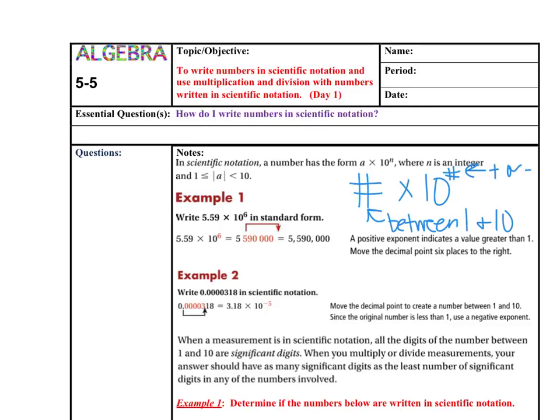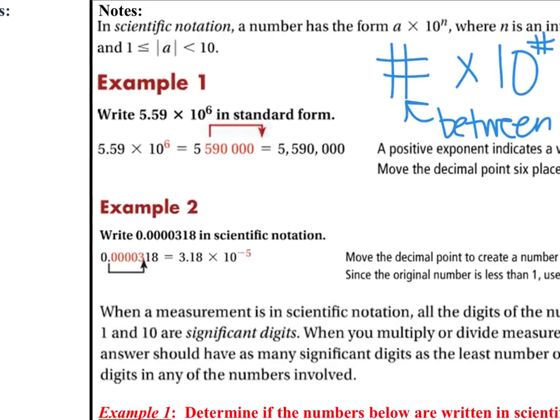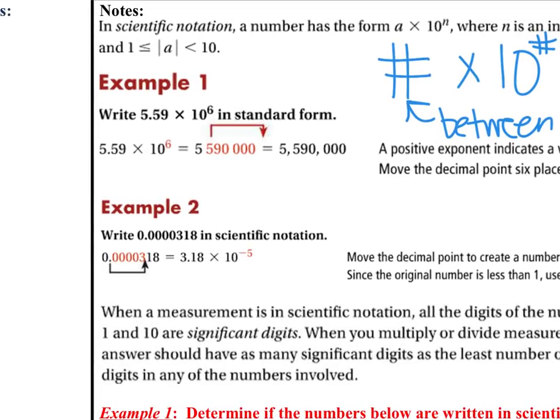Our example number 1 right below it shows how you can take a number that's in scientific notation and put it back into standard form, which means regular. So this number, 5.59 times 10 to the 6. The 6 tells us that they've moved the decimal point 6 times. And the positive 6 means that we should get a large number for our answer.